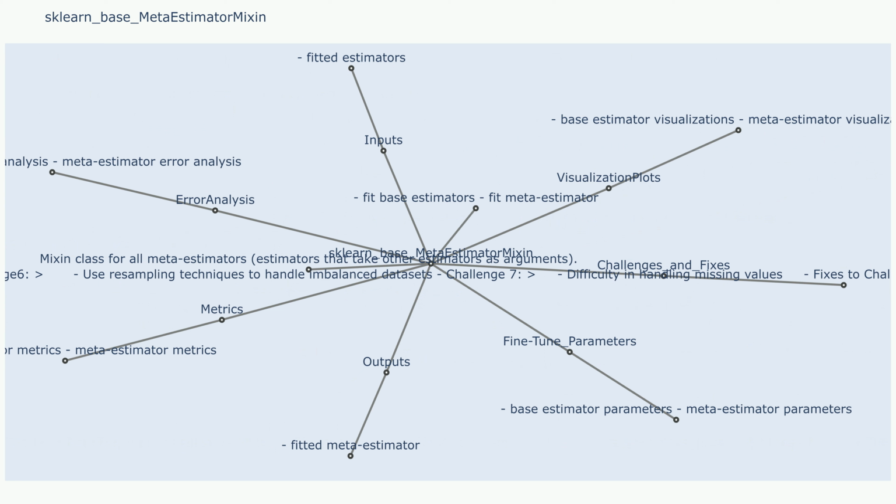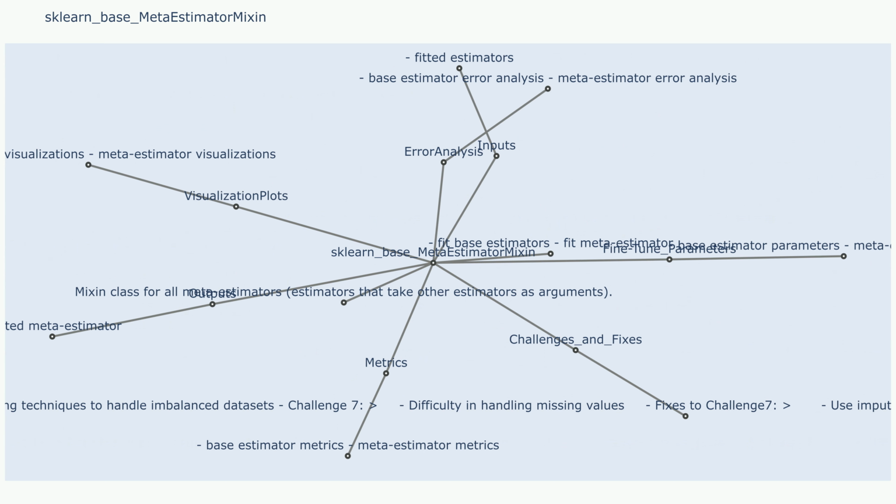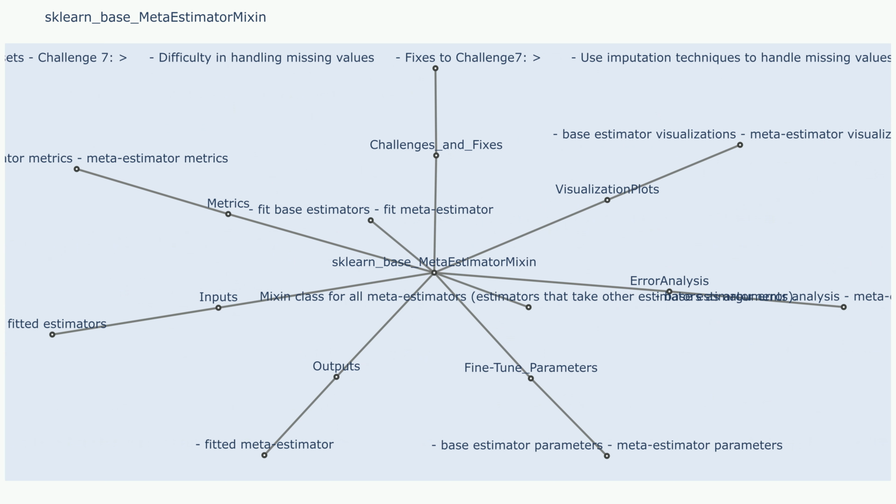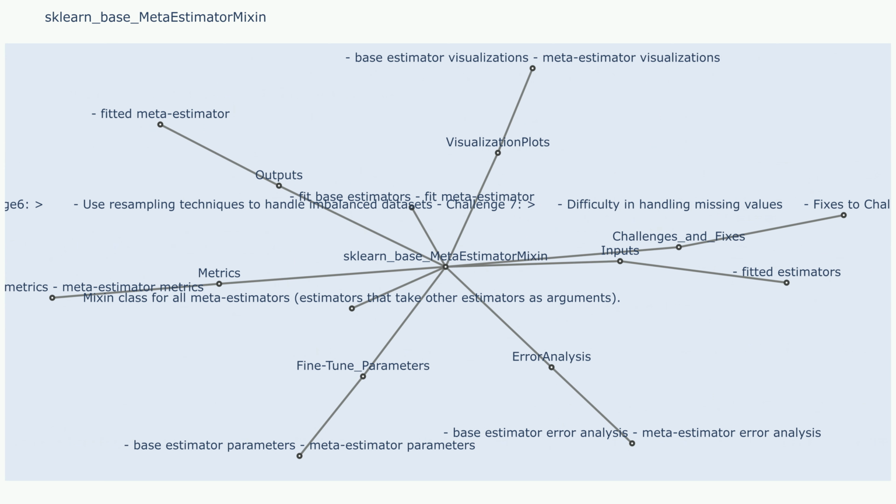Steps: initialization: the meta estimator is initialized with the base estimator and any additional parameters. Fitting: the base estimator is fitted on the training data, and the meta estimator may perform additional operations during this phase. Prediction: the fitted meta estimator predicts the target variable for new data. Scoring: the performance of the meta estimator is evaluated using various metrics.